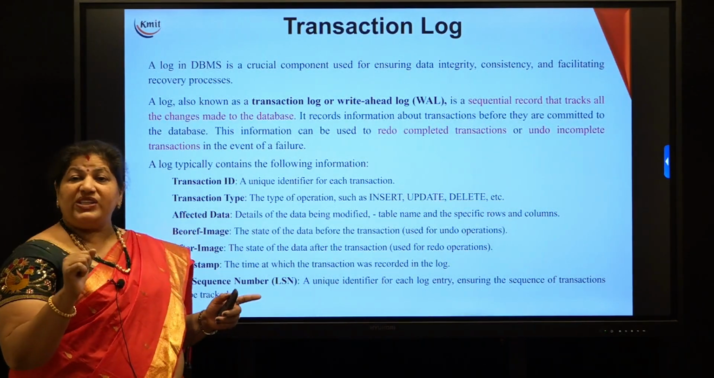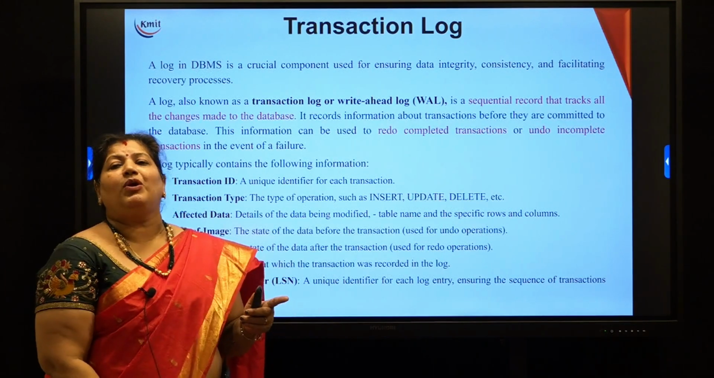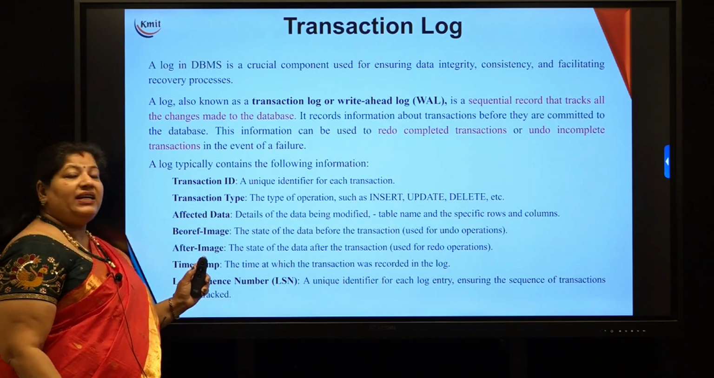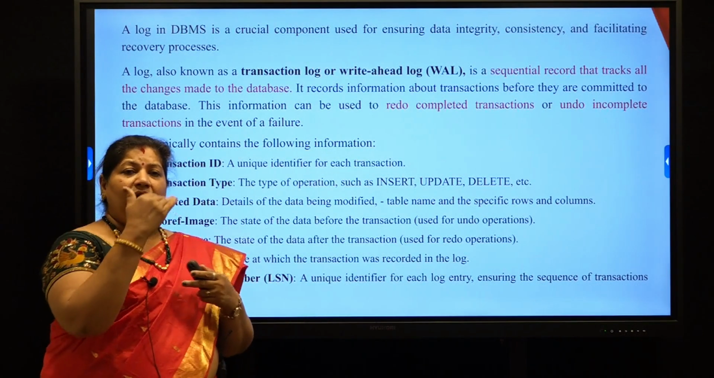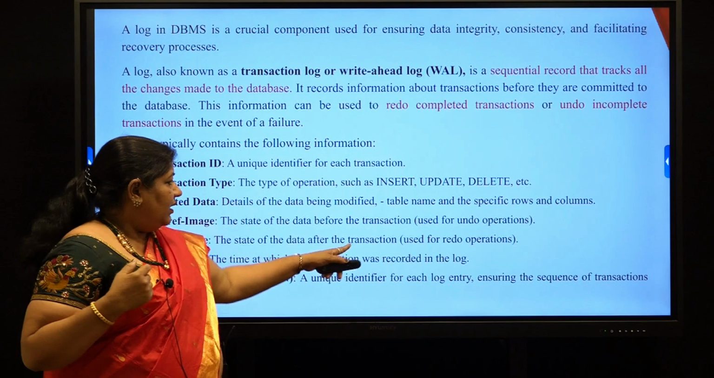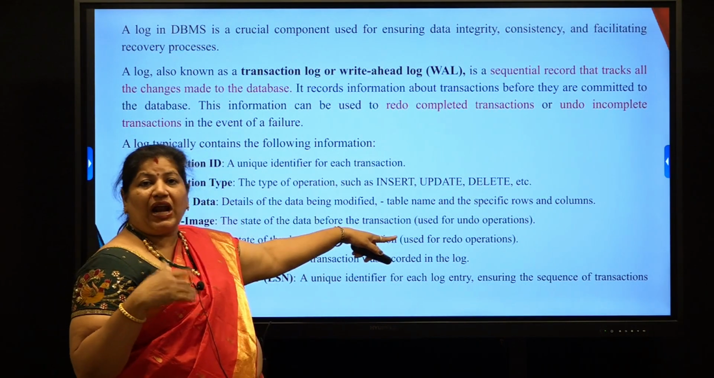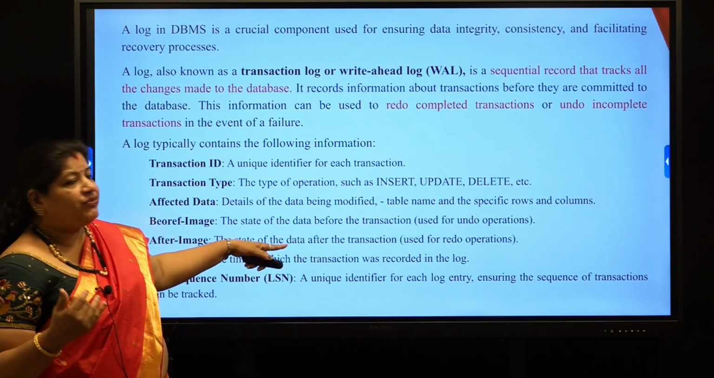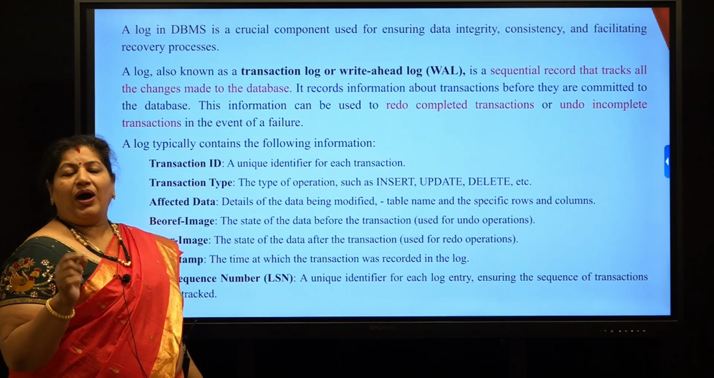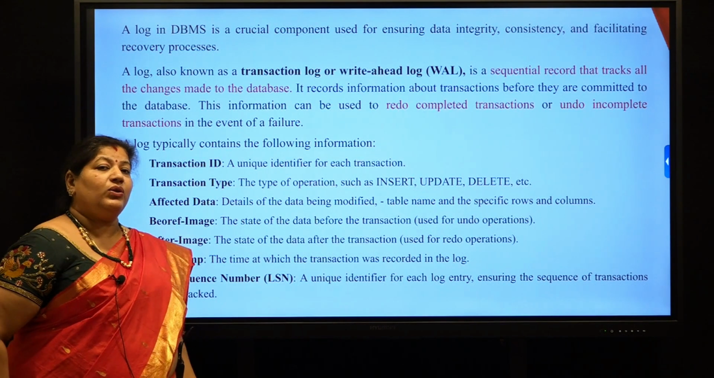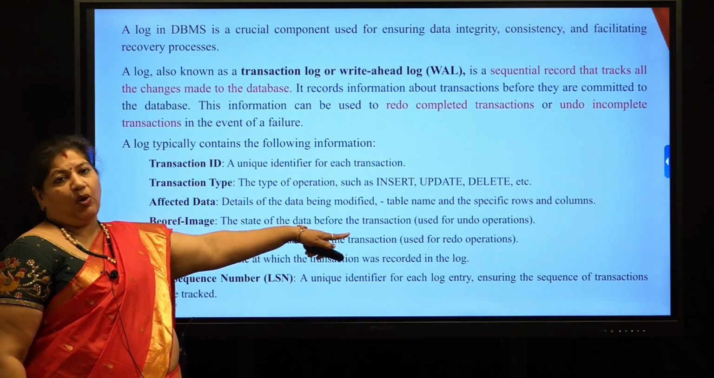Affected data: which particular table, which column or which row is being affected. Then it will have a before image and an after image. That is, the state of that particular database before the transaction, which is for undo operation, or otherwise after the transaction. In case a transaction has been committed but the updates have not been made to the database, then you can redo these operations.